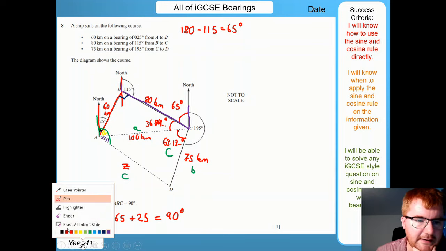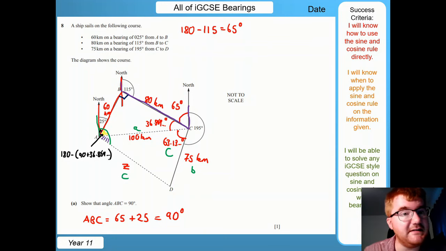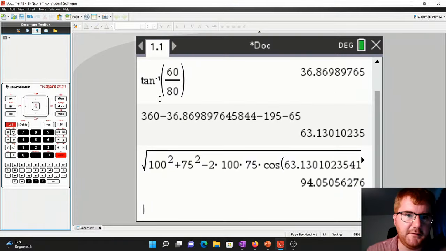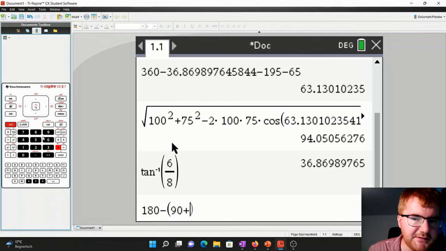Now let's start with the yellow angle because that's probably the easiest to work with here. Now notice we've got the other two angles in the triangle. So angles in a triangle add up to 180. So essentially what we need to do here is do 180 minus the other two angles. So 90 plus 36.869 dot dot dot. And that will give us that angle there. So let's go back to the calculator and work that out. Right, so remember from before, if I go to trig and tan inverse and do 60 divided by 80 or 6 divided by 8, that gave us this 36.86 angle. So we just now need to do 180 minus open brackets 90 plus answer.